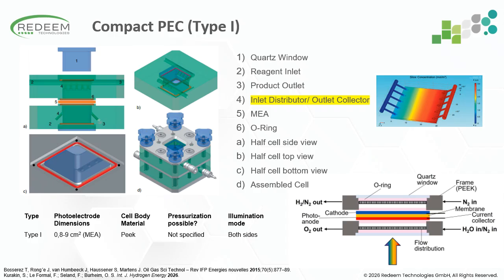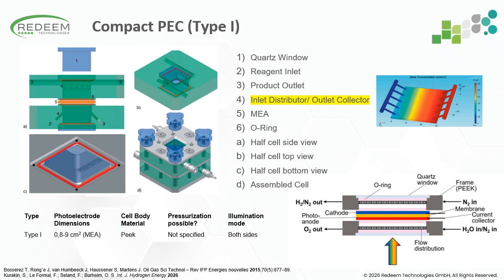A particularly interesting feature here is the flow field design. So instead of feeding the electrolyte from a single inlet, dedicated inlet distributors and outlet collectors create much more homogeneous flow across the active area, and this is also shown in the CFD simulations here, where they demonstrate how the flow field is optimized to achieve a nearly uniform concentration distribution over the electrode surface.